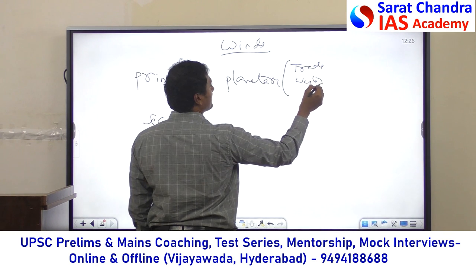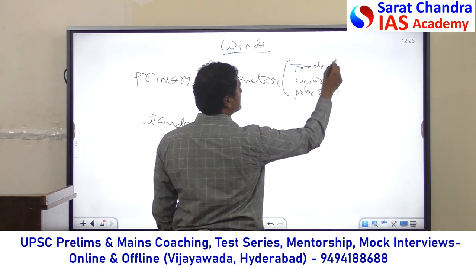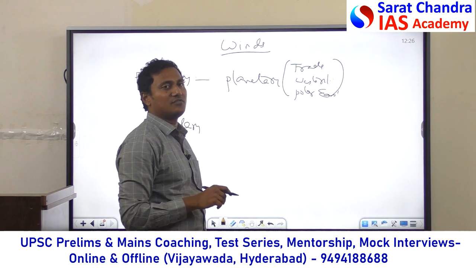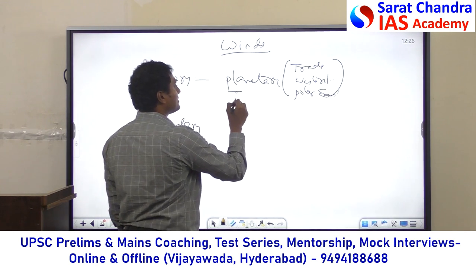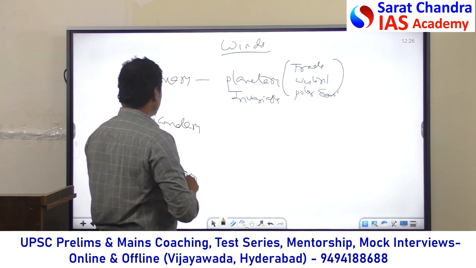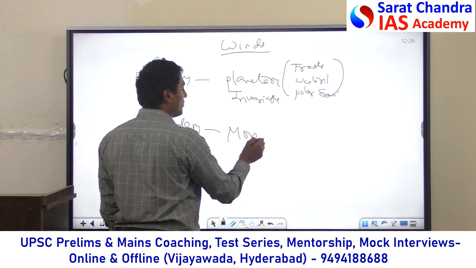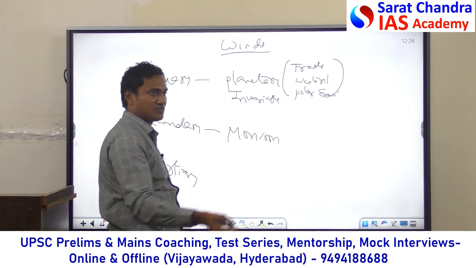Trade winds, westerlies and polar easterlies. These three are called planetary winds. They are also called invariable winds. For example, secondary winds means monsoon winds. Monsoon, I'll come to the monsoon now. Next up is monsoon winds only.